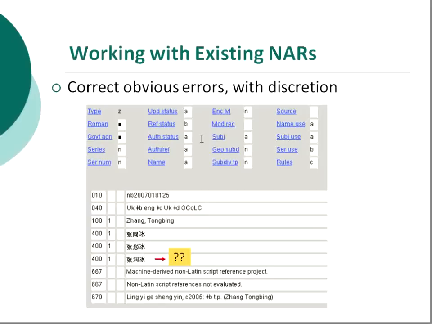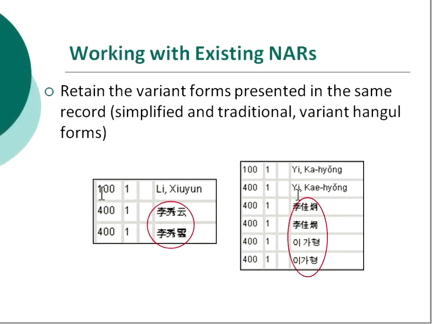When you find obvious errors, correct them, but be careful. Some of the variant forms need to be retained, such as the two examples shown here, simplified and traditional characters, variant Hangul forms. These do need to be retained.